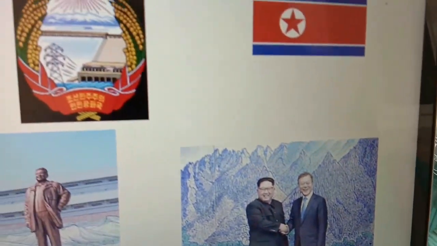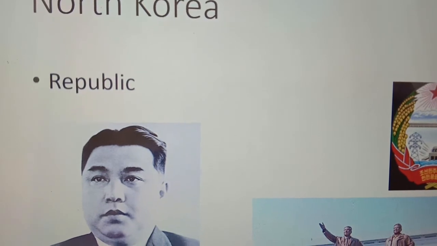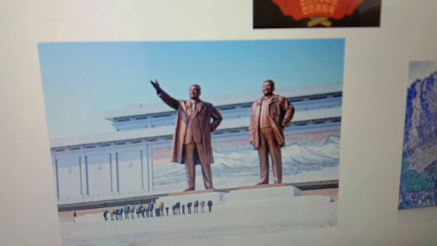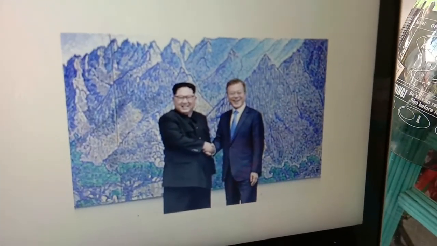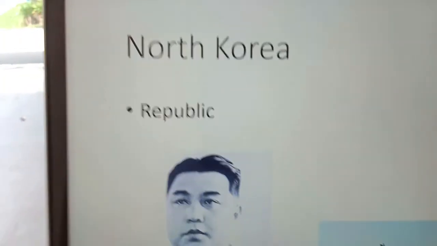North Korea. So we got people again from their history, and their current leader, their emblem and flag. North Korea is a republic, yeah. So this was Kim Il-sung, I think his name. Then his son took over from him, and now his grandson, Kim Jong-un, there with the president of South Korea. So it's a bit like a monarchy, as it goes from grandfather to father to son, but they still call themselves a republic. If Kim Jong-un has a son, will he become the next president? We'll have to wait and see.